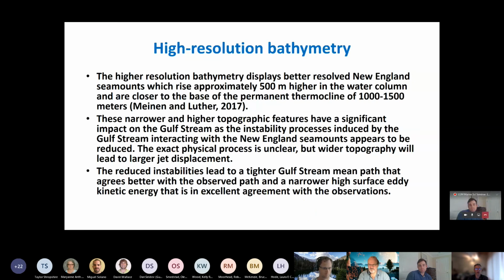So that's where we stand as far as the explanation here. We think that these narrower and higher topographic features have a significant impact. We're not 100% clear yet, but we're looking at literature and some idealized experiments. Wider topography will lead to larger jet displacement, so these reduced instabilities lead to a tighter Gulf Stream. I think it was unexpected that just refining the resolution, which doesn't look like much, has a profound impact on the Gulf Stream pathway. So that's one of the messages from this set of experiments.